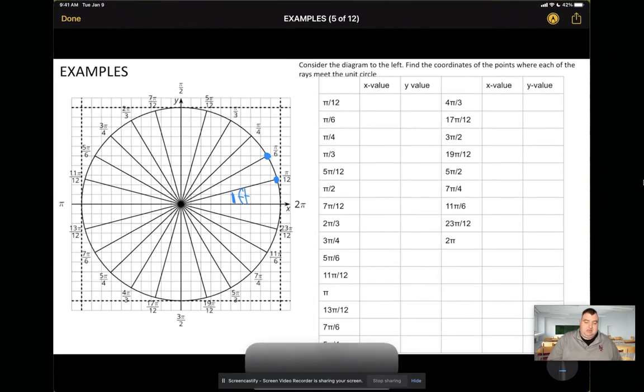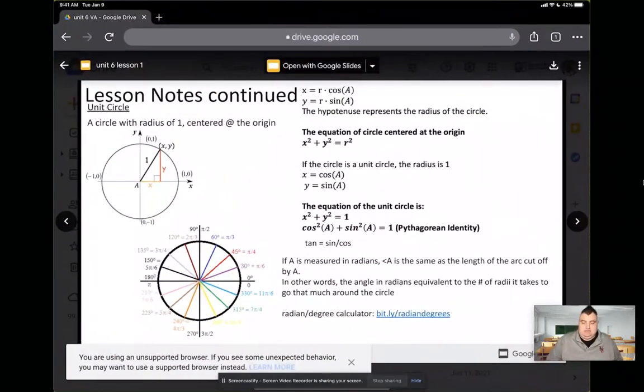Now to do that, we're going to go back to our lesson notes from lesson 1, and we're going to use this important fact of when we have a unit circle. If the circle is a unit circle, the radius is 1. That means that the x value is going to be equal to the cosine of the angle, and the y value is going to be equal to the sine of the angle. That is always going to be true. Your x value is going to go with the cosine, and your y value is going to go with the sine. So x goes with cosine, y equals sine.